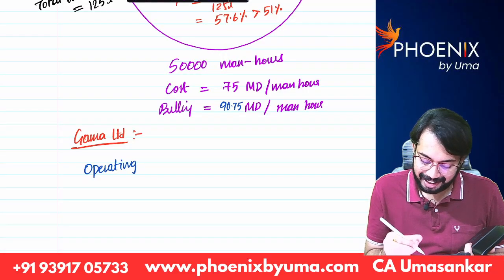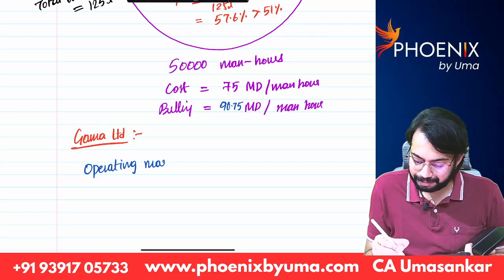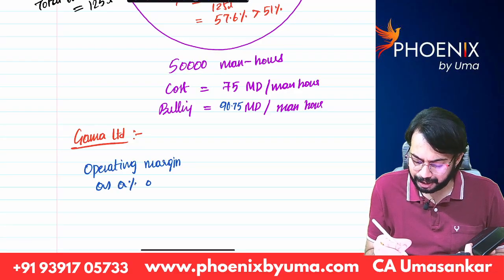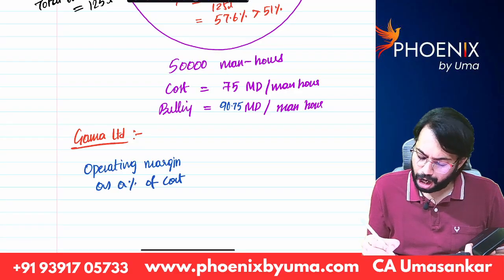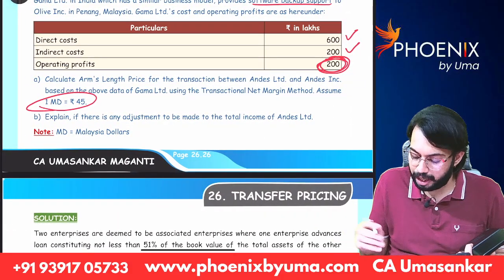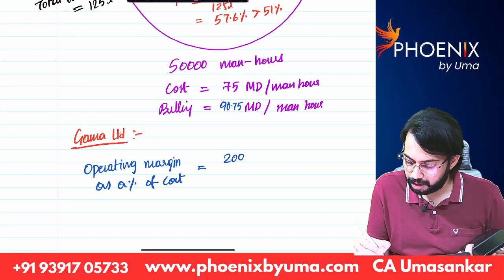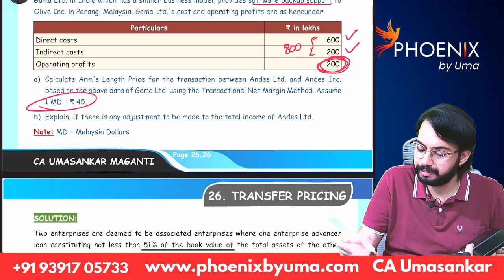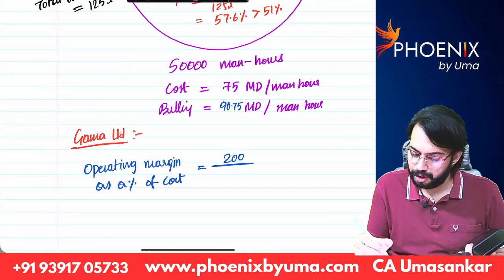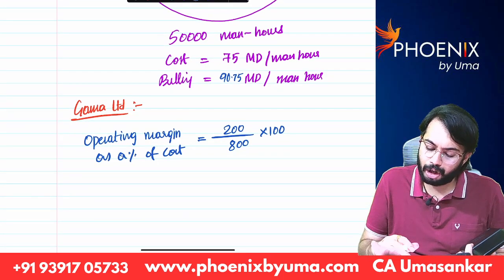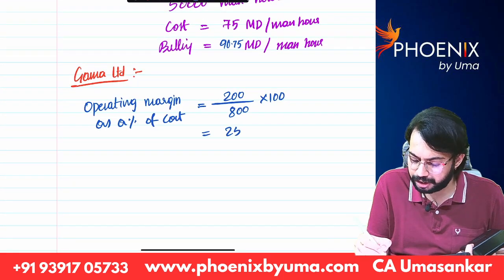Operating margin as a percentage of cost. How much is operating margin? Operating margin is 200 rupees. Cost is 800 rupees. 200 by 800 into 100. So operating margin as a percentage of cost is 25%.